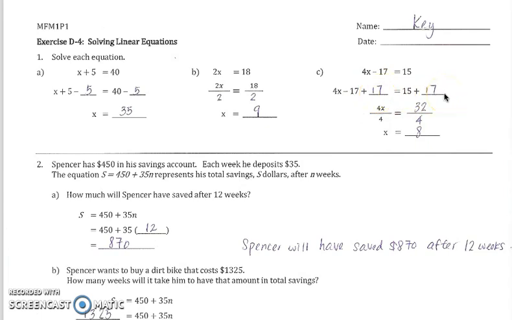the equation. So now I have 4x minus 17 plus 17, which is 4x, equals 15 plus 17, which is 32. So 4x is equal to 32. We can now divide both sides of the equation by 4 to isolate x. X is 32 divided by 4, or x is 8.